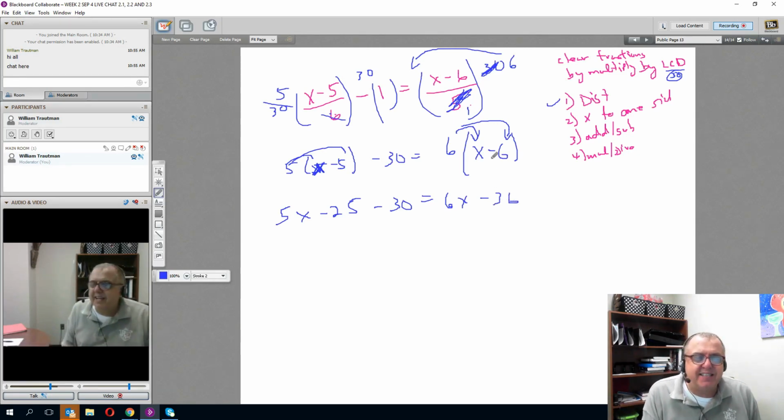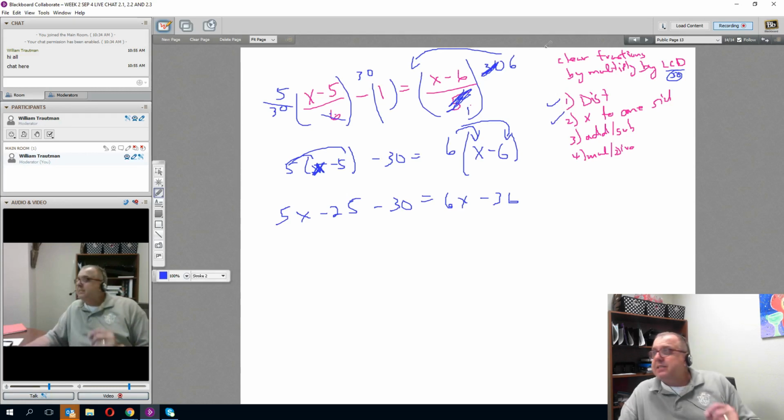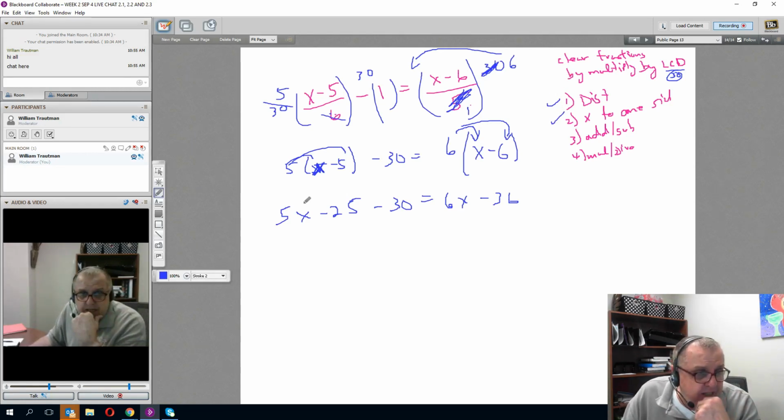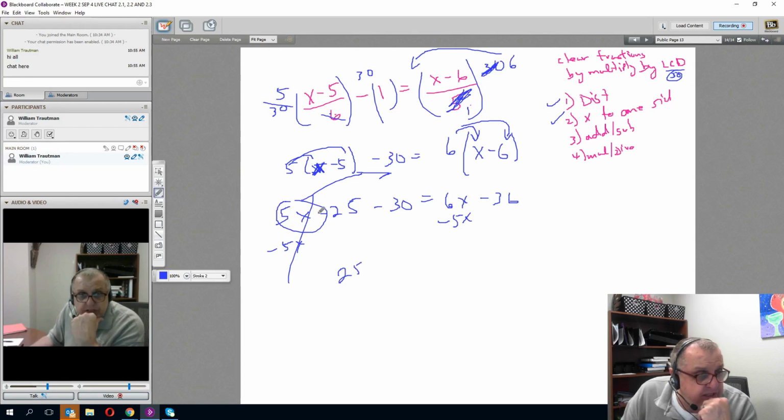Okay, now I want x's on one side, everything else to the other. It doesn't matter. I like to keep the x's positive. So I want to take this 5x to the other side here. It's a 5x, so I'm going to minus 5x. 5x minus 5x is 0. I'm left with 25. Or is it? Oh, it's a minus 25. Minus 30 equals 6x minus 5x is 1x. Another way of writing 1x is just x.